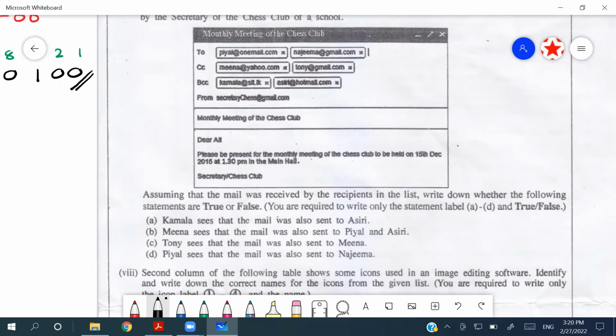Kamala sees that the email was also sent to Asiri. Kamala is in BCC. So Kamala can see all the other recipients. So this is true. Meena sees that the mail was also sent to Priyal and Asiri. Meena is a carbon copy. Yes. So it is true as well.